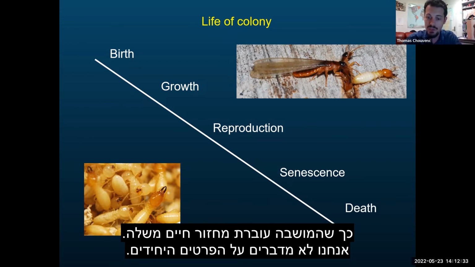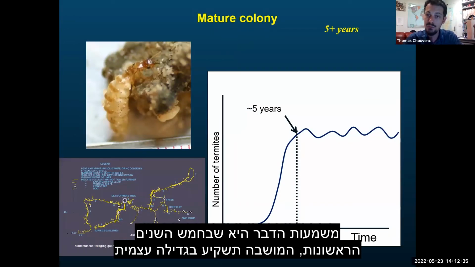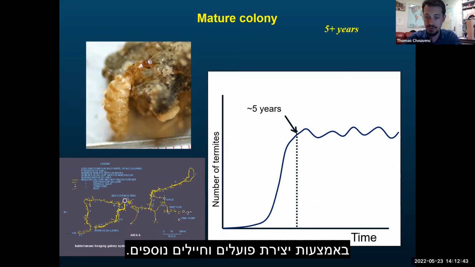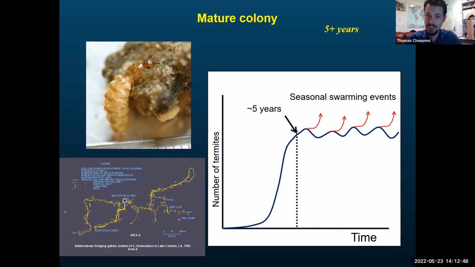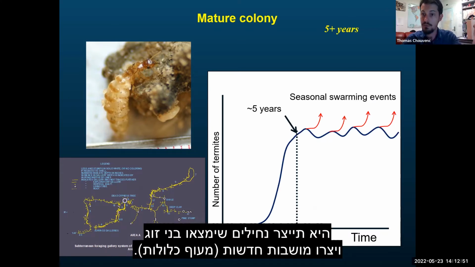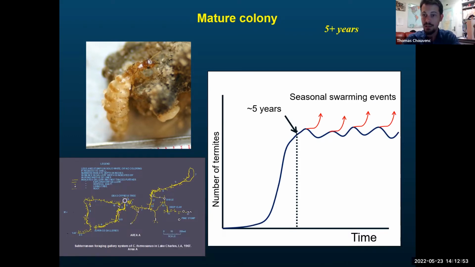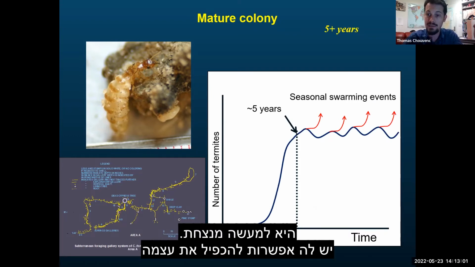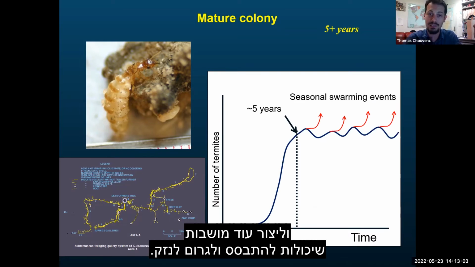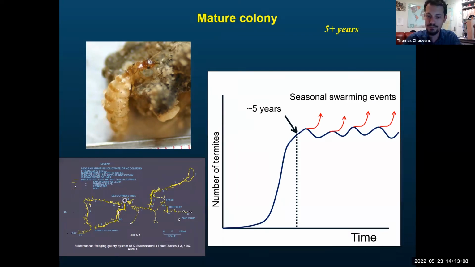We're not talking about the individual, which means that within the first 5 years, the colony is just going to focus on growing itself by producing more workers and more soldiers. But when it finally reaches maturity, seasonally, it's going to produce these swarms to find a mate and make a new colony. If a colony has the opportunity to produce alates and swarm and make more colonies, it wins. It has the ability to multiply itself and create more colonies that can establish and create damage.